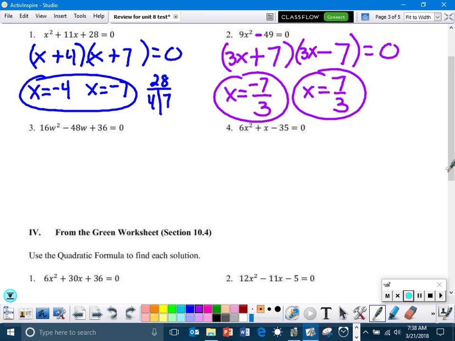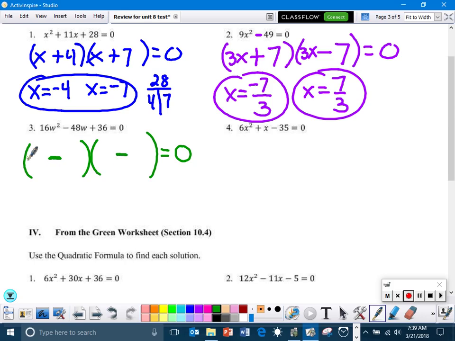Okay, the next one. Believe it or not, this is a special factoring one too. If you notice, 16 is a perfect square and 36 is a perfect square. And we'll check the middle here after we're done. So what we're going to do is we're going to make 2 parentheses. Since the middle is a minus, these are both going to be minuses. If the end is a plus and the middle is a minus, they both are minus. That's a rule.